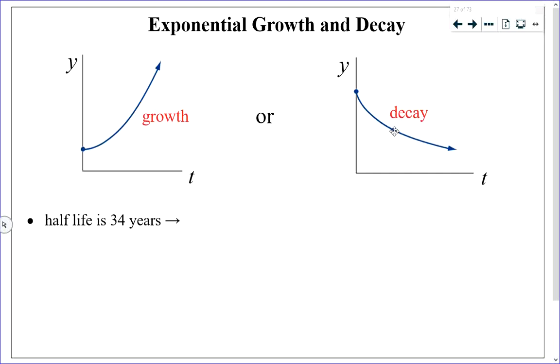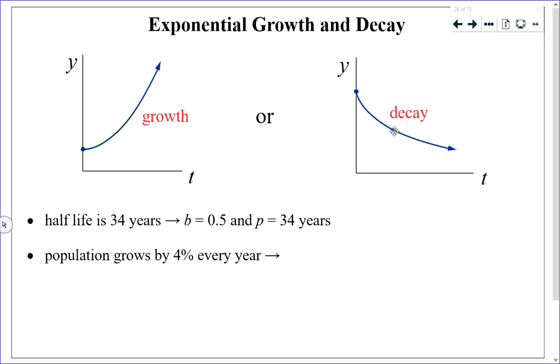They are no longer the same type of nuclei they were. They're turned into something else. But essentially, the number of the original nuclei is going to be cut in half. And that means B has to be 0.5, and 34 years is the half-life. It's the time it takes that to happen.